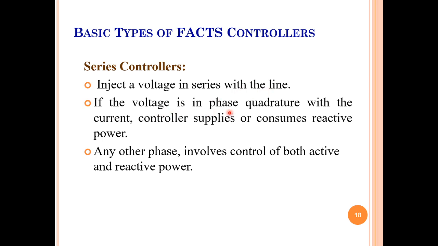If the voltage is in phase quadrature with the current, the controller supplies or consumes which thing? Reactive power. The voltage is in phase quadrature with which parameter? Current. Any other phase involves control of both active and reactive power. Quadrature means I would like to supply or consume reactive power. Any other phase means I would like to control both active and reactive power. Remember that line. The basic line is that series means injecting voltage in series with the line.